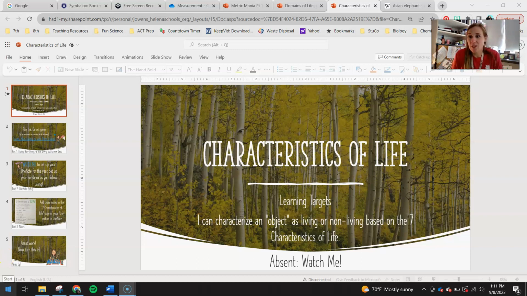Hi, 7th graders. We're finally starting to get into some real content for the school year. So this is our Characteristics of Life assignment. Yesterday we started to talk in the Mars Soil Lab about what might constitute a living thing or a non-living thing. So this is what we're really going to get into today.